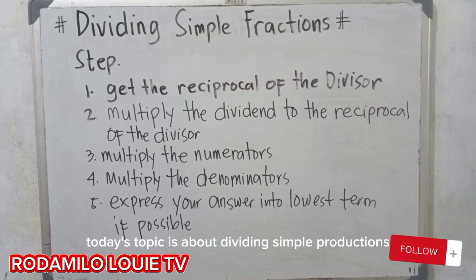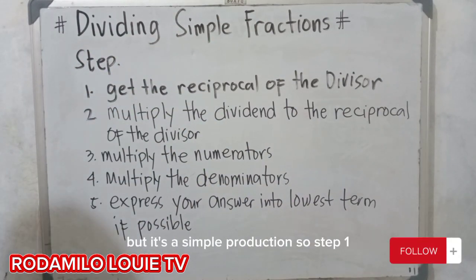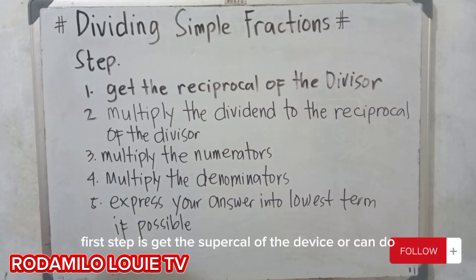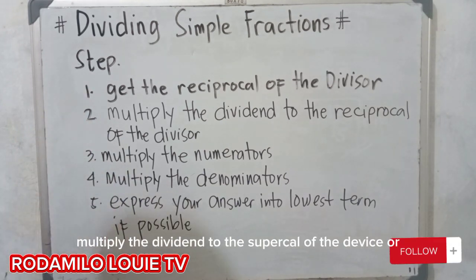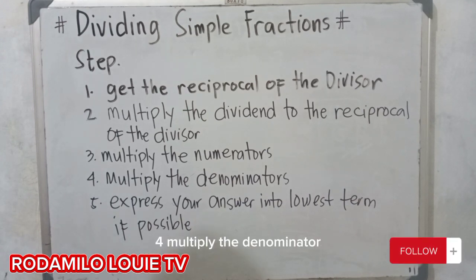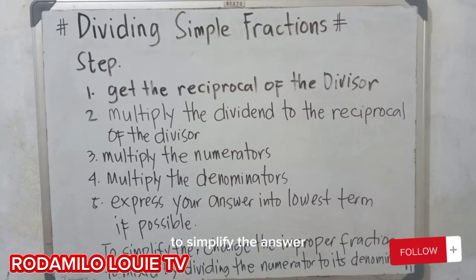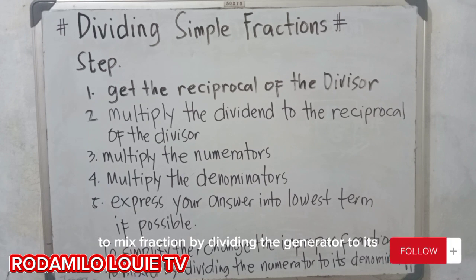Today's topic is about dividing simple fractions. So saan na to pag-divide sa simple fractions. So step 1. So na is 5 ka step na atong sundan. First step is get the reciprocal of the divisor. Kadua, multiply the dividend to the reciprocal of the divisor. 3, multiply the numerators. 4, multiply the denominator. Then express your answer into lowest term if possible. To simplify the answer, so atong i-change the improper fraction to mixed fraction by dividing the numerator to its denominator.